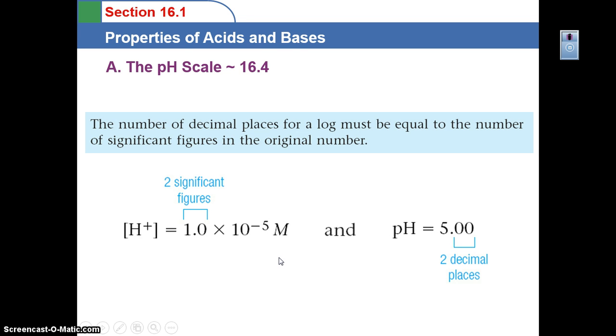The number of decimal places for a log needs to be equal to the number of significant figures in the original number. So these are the number of sig figs in this hydrogen ion concentration, which is 2. So we need to make sure that we have 2 decimal places past the decimal point when we give the pH value. So the negative log of 1 times 10 to the negative fifth is a pH of 5.